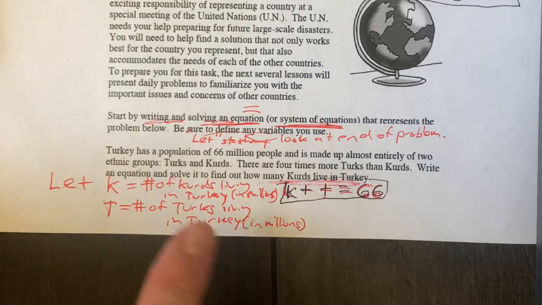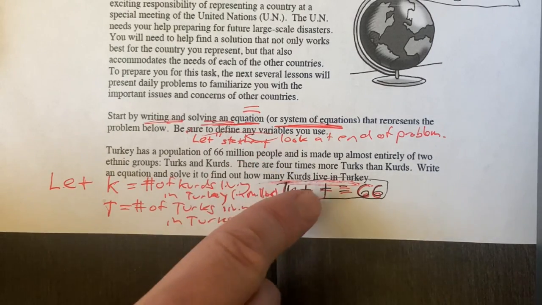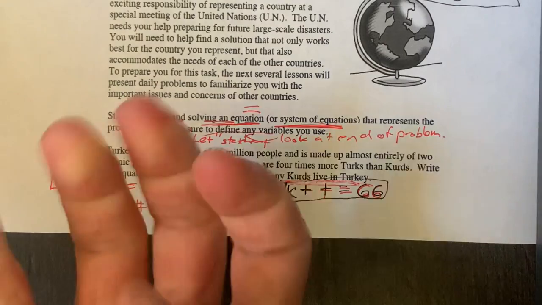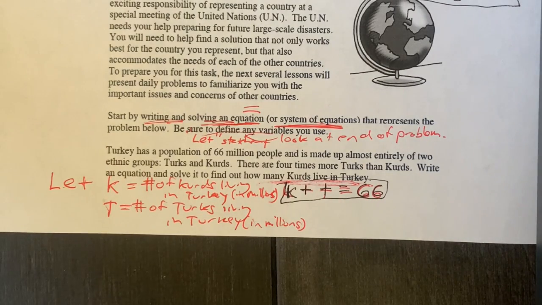I know it says it's almost entirely Turks and Kurds, so just make it simple, make it elegant, and put an equal symbol there for 66. Sure, there are probably a few other ethnic groups there, but what the problem is hand-feeding us is that k plus t is equaling around 66. That's good enough for our estimation.